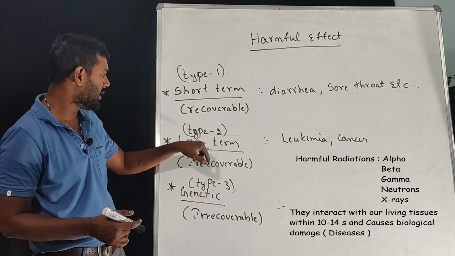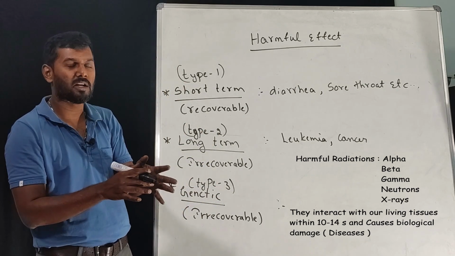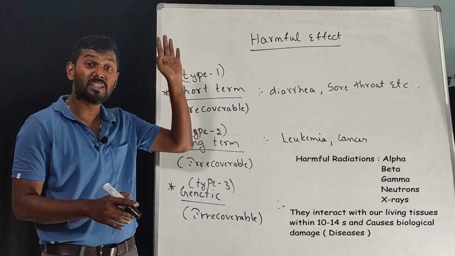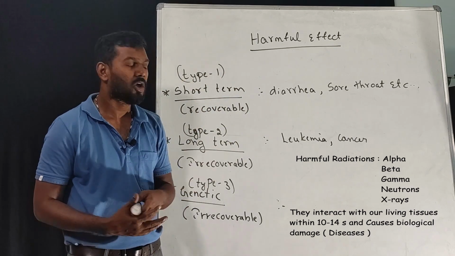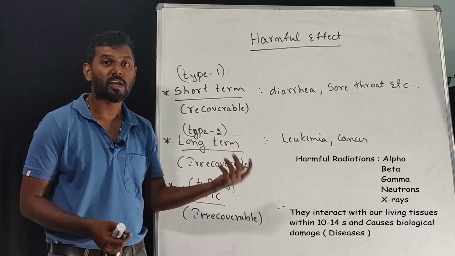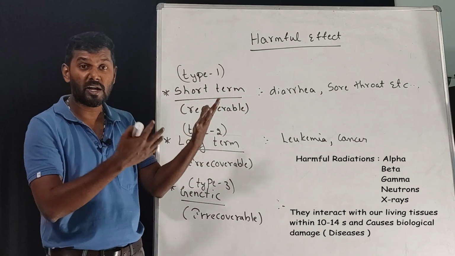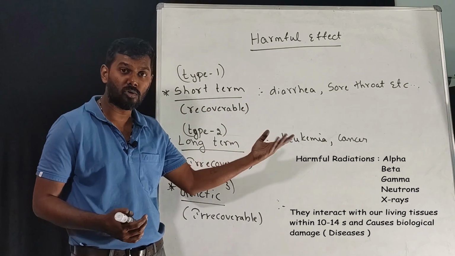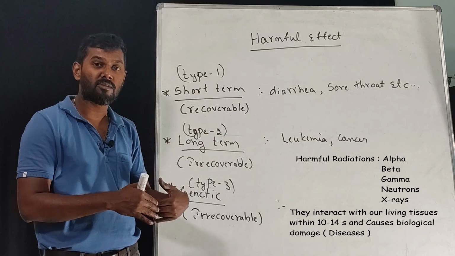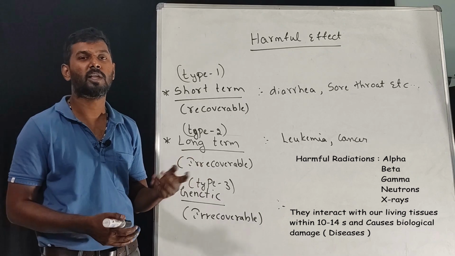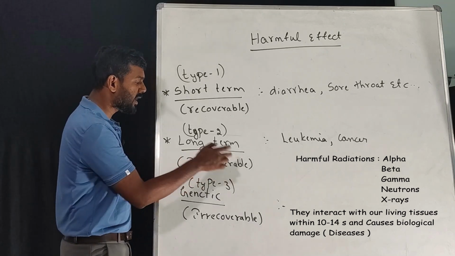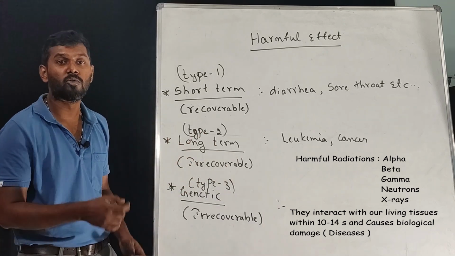Now listen, short term and long term is limited to the present generation. It will affect only that person. So long term will cause us leukemia and cancer. Leukemia and cancer, we know, we can use radioactive elements, radiations to cure leukemia and cancer. In the same way, if we are exposed to those things, again we are going to get the same thing only. Next, these are irrecoverable. We cannot get cured from it.